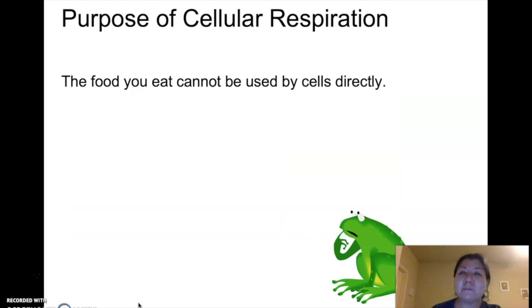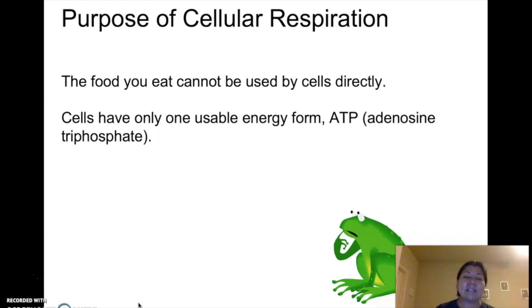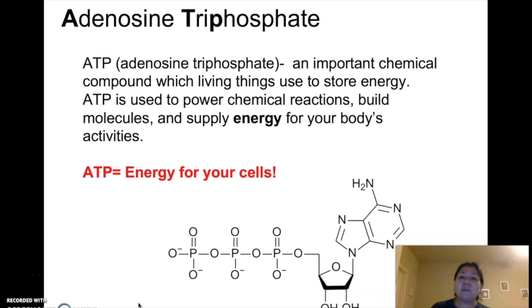Remember the purpose of cellular respiration: the food you eat cannot be used directly by your cells. Tomorrow we're going to go over biomolecules, so we can explore the different types of molecules you need and why. Cells only have one usable form of energy: ATP, adenosine triphosphate, the chemical used to store your energy.